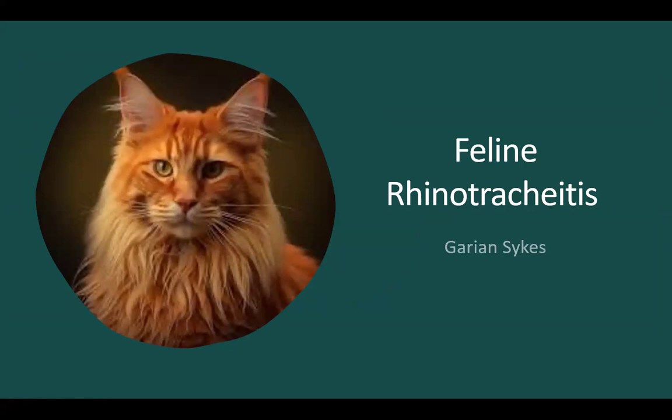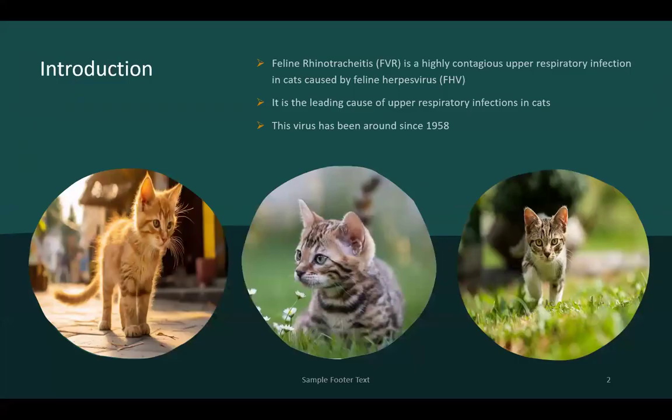Okay, so I have feline rhinotracheitis because I have a devil child at home. Feline rhinotracheitis, also known as FVR, is a highly contagious upper respiratory infection in cats caused by feline herpes virus, which my demon child also has. It is the leading cause of upper respiratory infections in cats. This virus has been around since 1958.